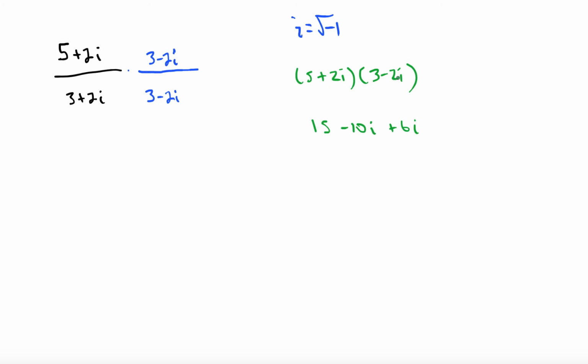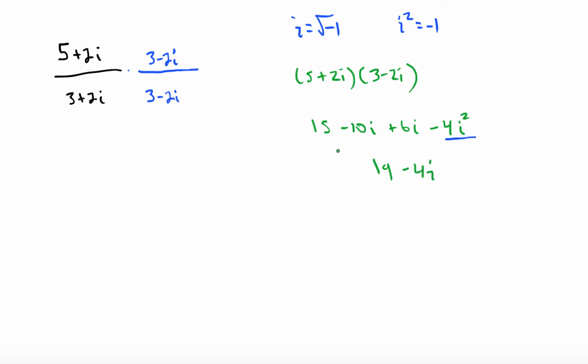And then for the last two terms, we have 2i times negative 2i, which gives us negative 4i squared. But remember, i squared is equal to -1. So that's going to make this term change into a positive 4. So when we finally combine all the like terms, we have 15 plus 4, which is 19, and the negative 10i plus 6i, which is negative 4i.